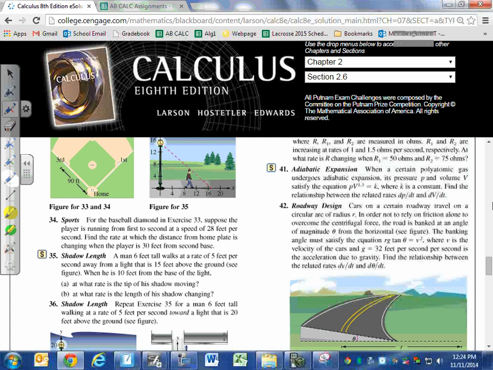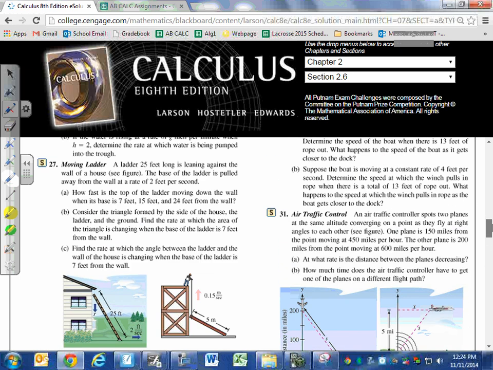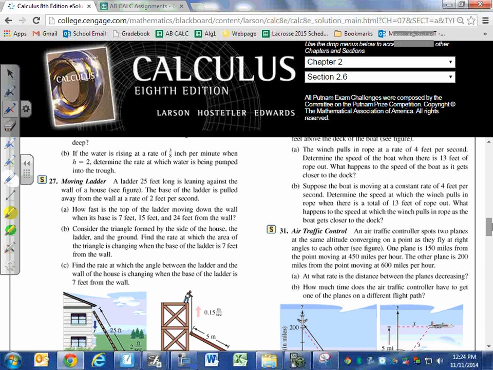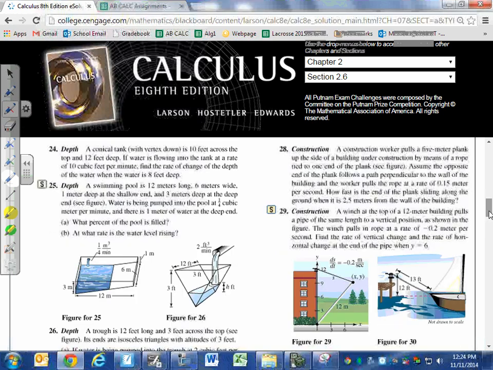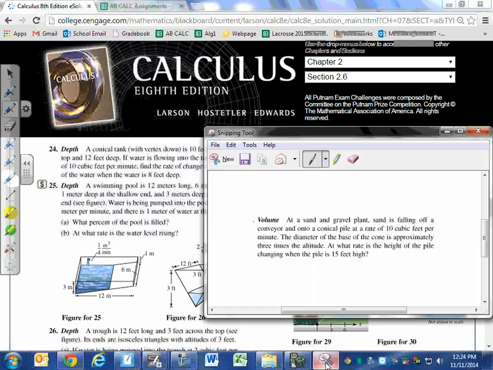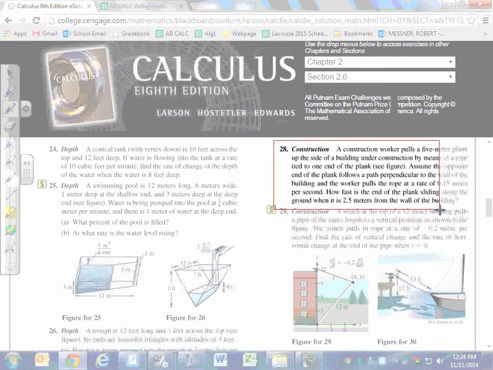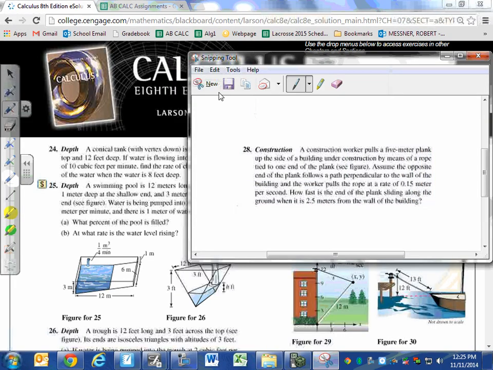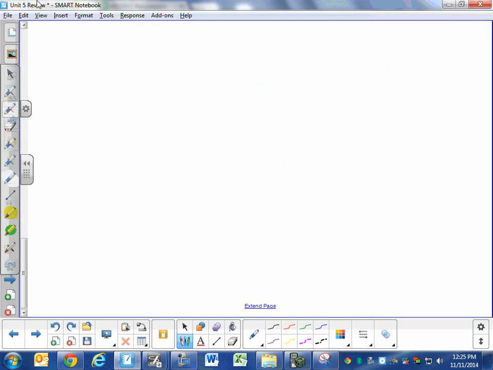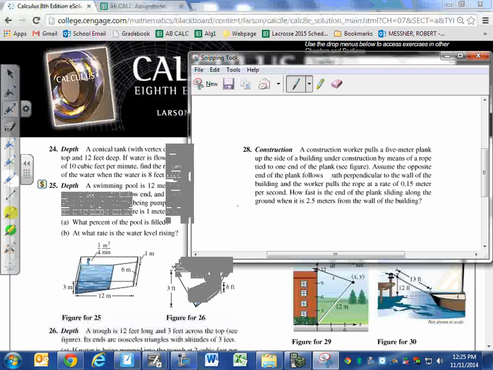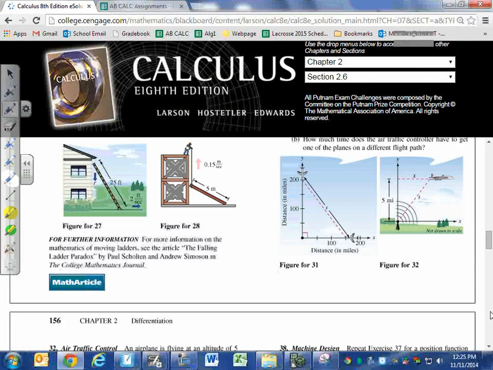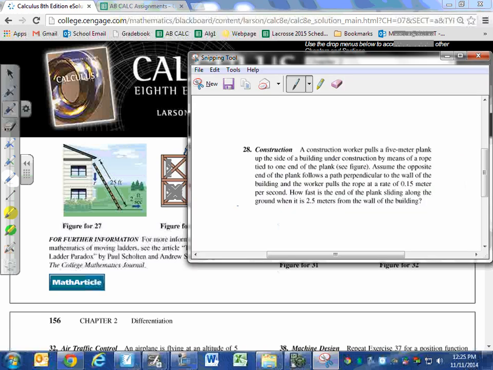27? The moving ladder problem, 28. 27, 28. Why don't we do 28 because you can check the back of the book for 27. So, all Pythagorean theorem. And after we do this problem, I'm going to come up with a completely different problem with airplanes or with kites, but it's all the same. Let's get this picture out of here.